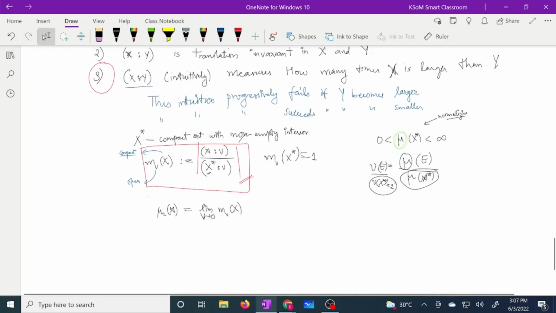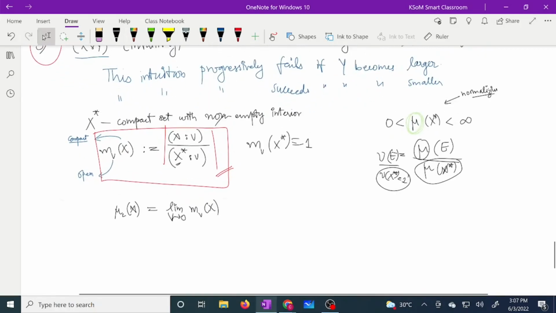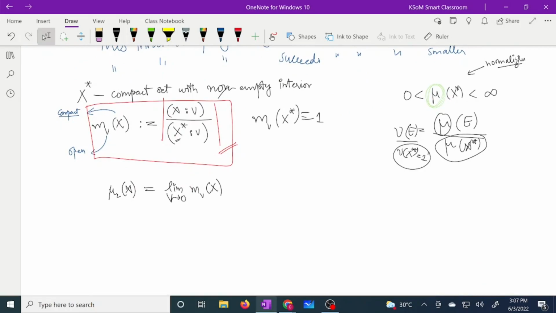Okay, now I need to make sense of this. I'll zoom in a little bit. I need to make sense of this expression. What do I mean by this? Limit v going to 0. v is not a real number. Okay, v is an open set. So how can I take it to 0, right?